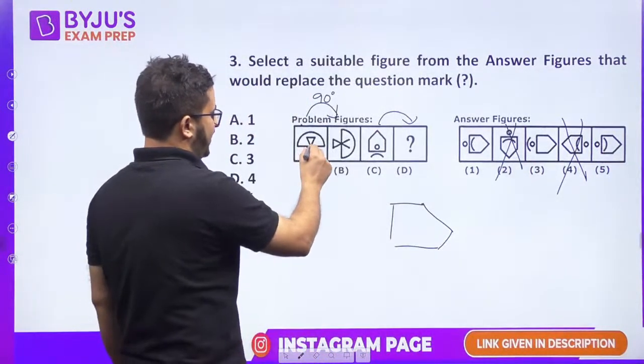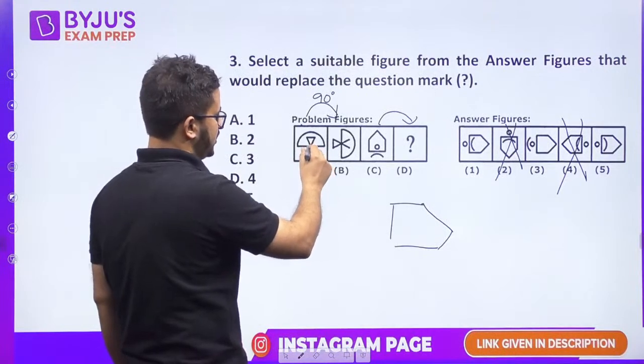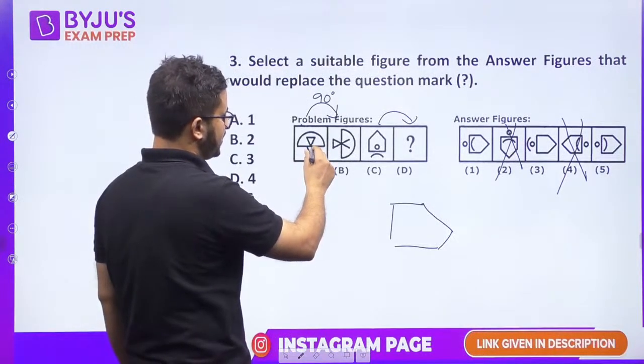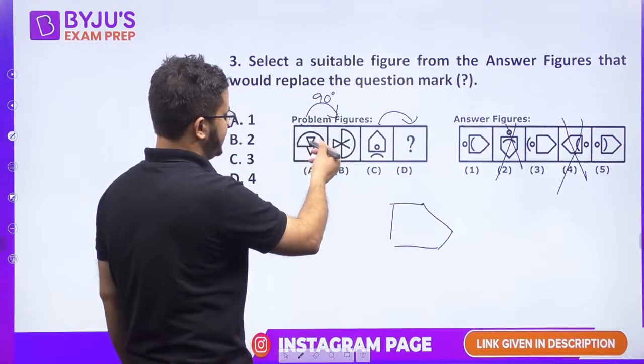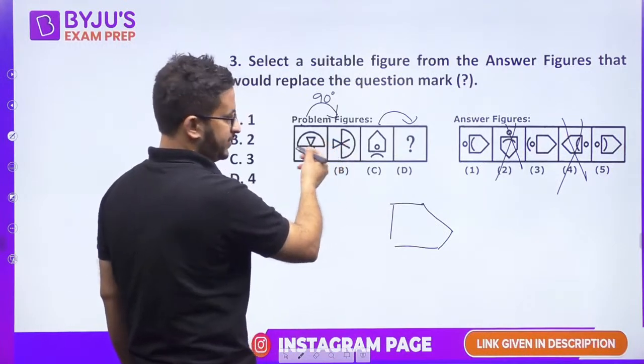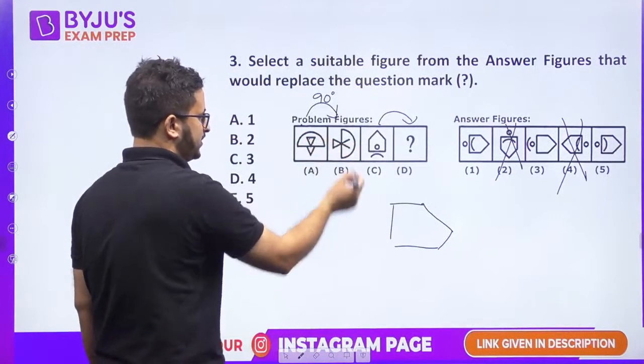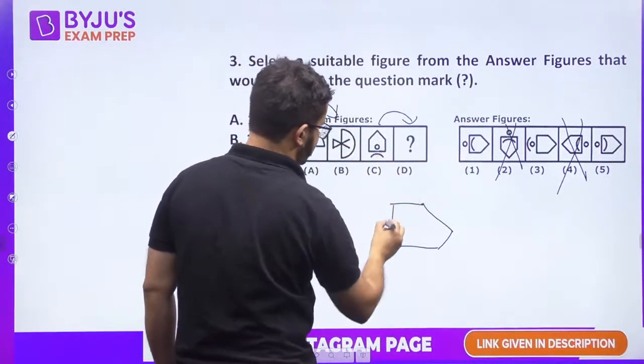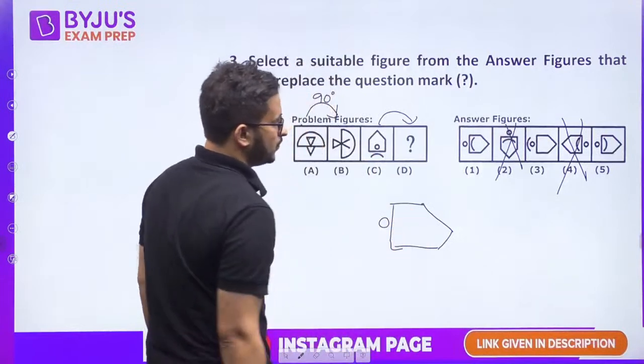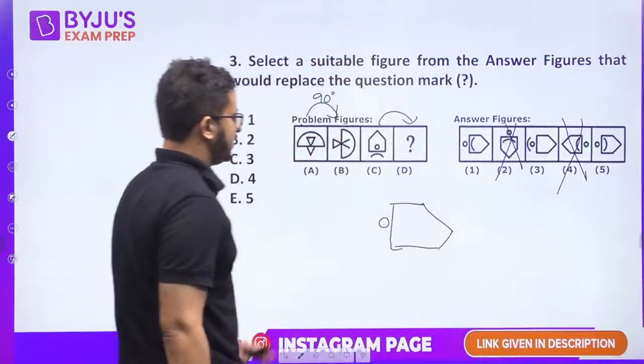Then there is a triangle on the back side. This was here, so the triangle has come to the back side. It has just flipped outside. It was inside, right? This base was inside, now the base has come outside, right? So this circle will come outside. Okay, so circle is outside.